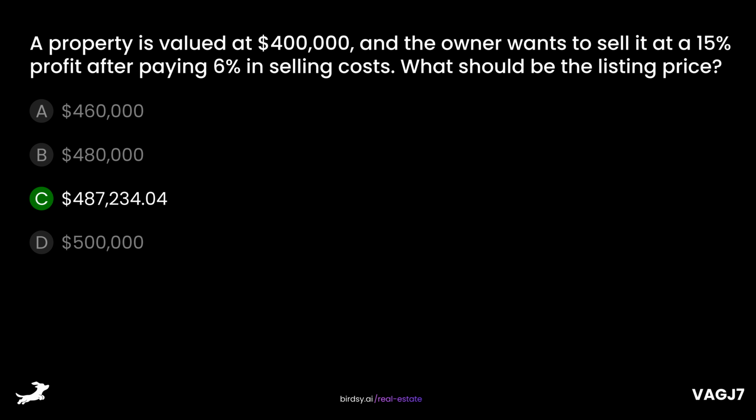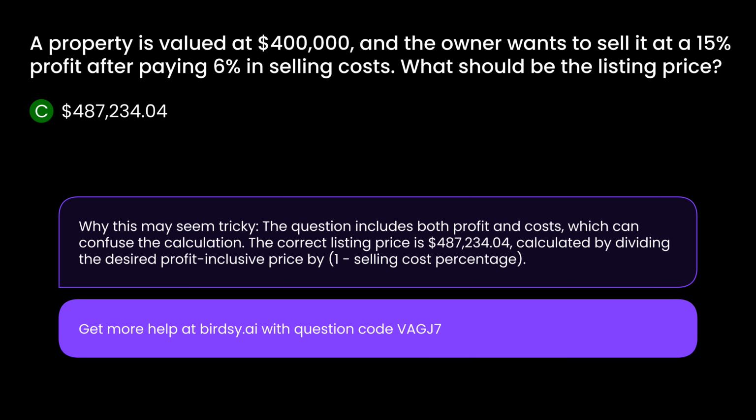$487,234.04. Why this may seem tricky: the question includes both profit and costs, which can confuse the calculation. The correct listing price is $487,234.04, calculated by dividing the desired profit-inclusive price by 1 minus the selling cost percentage.